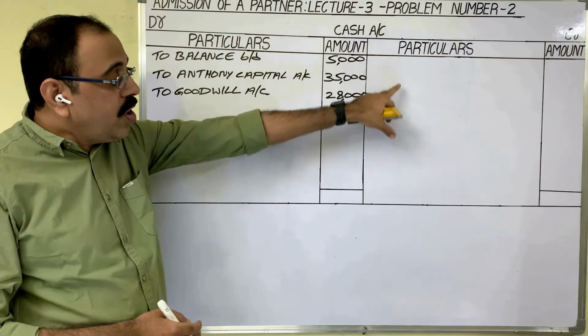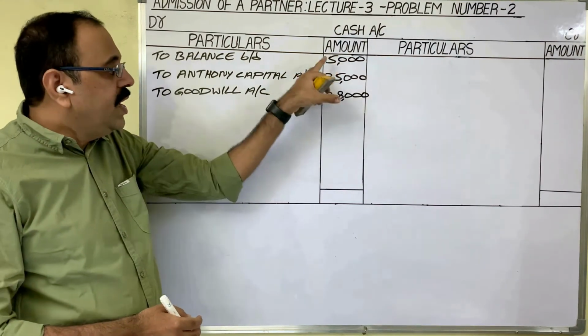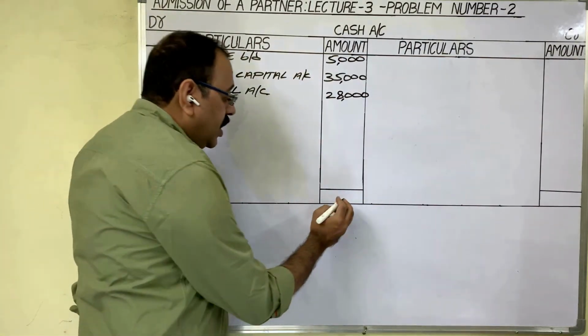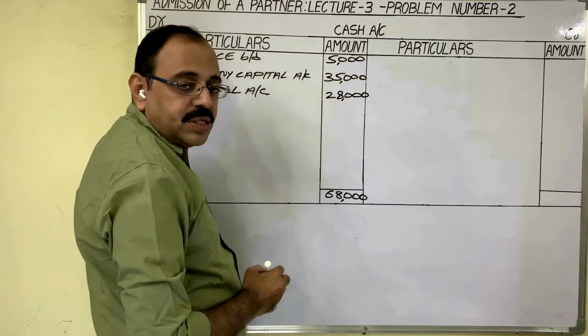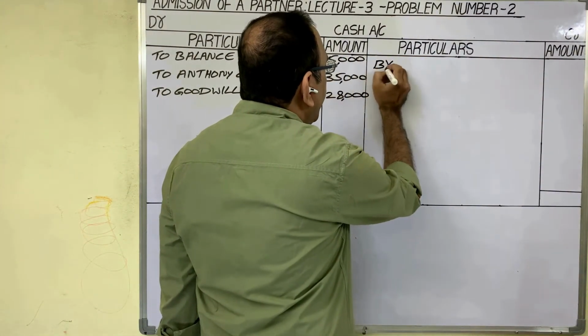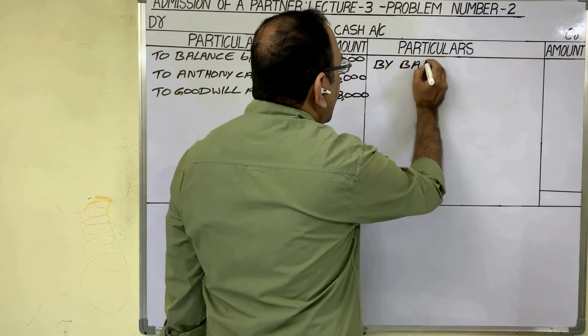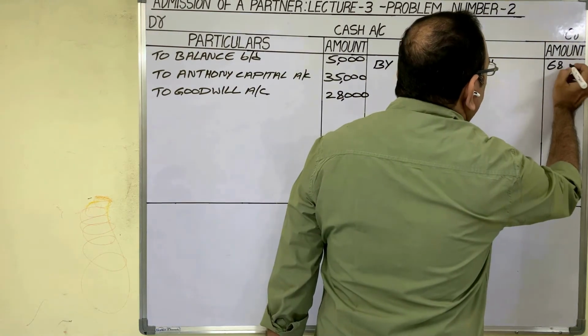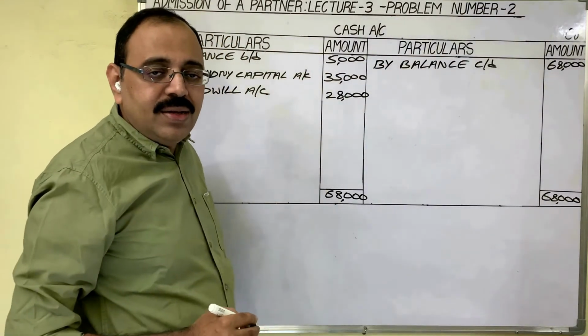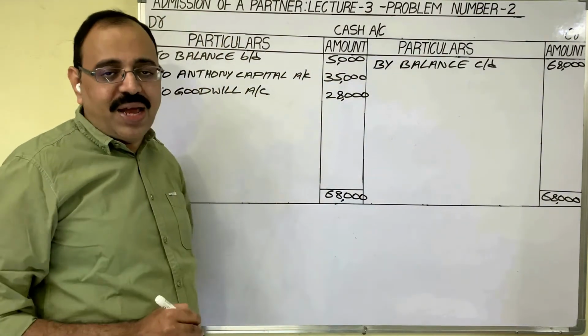There is no amount on the credit side now. Therefore, the debit total becomes balance carried down. The debit total is 68,000 rupees. The same amount on the credit side you have to write by balance carried down, 68,000 rupees. Here also write down the same. Cash account is completed. Next we have to prepare the goodwill account.